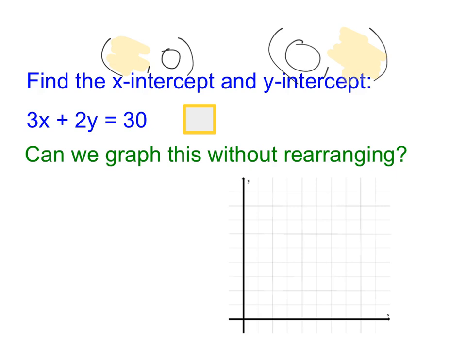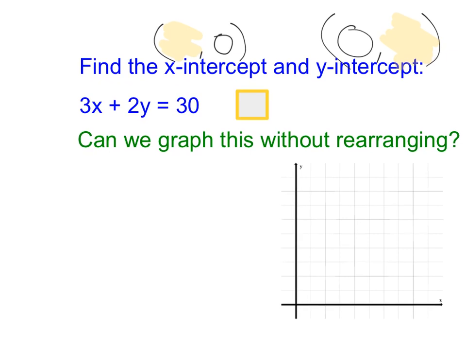All right, so to do that, let's say we want to find the x-intercept first. Ask yourself, if y was 0, then 2 times 0 is just 0, so that whole term is nullified. I'm left with the equation 3x equals 30. Well, that's pretty easy to solve for x, right? 3 times what would be 30? That's going to be 10. So my x-intercept here is going to be 10 comma 0.